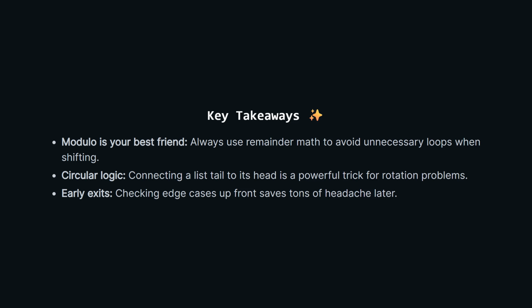So let's wrap it up. The key lessons here are to always use modulo arithmetic when dealing with massive loop rotations, and that turning a flat list into a circle temporarily makes rearranging it incredibly easy.